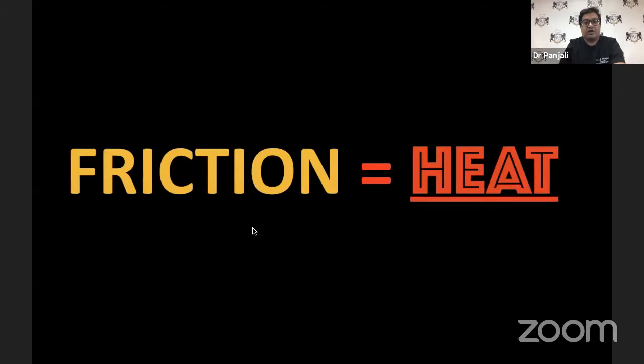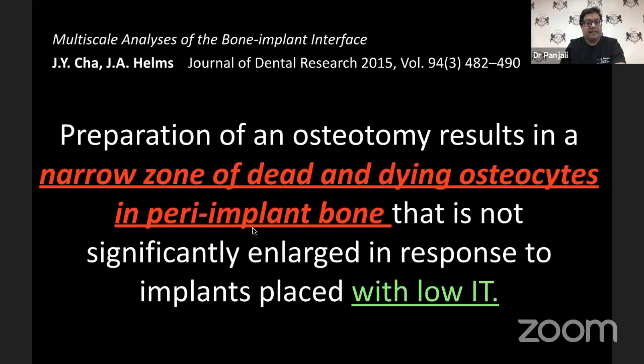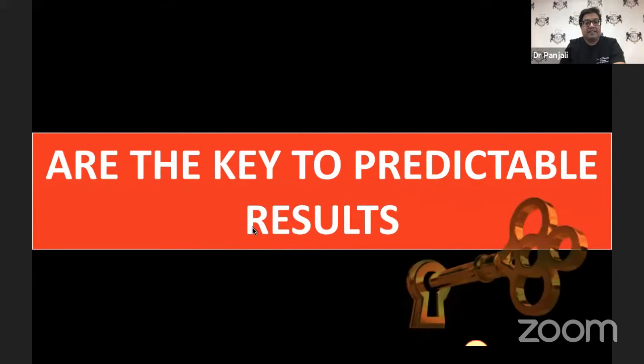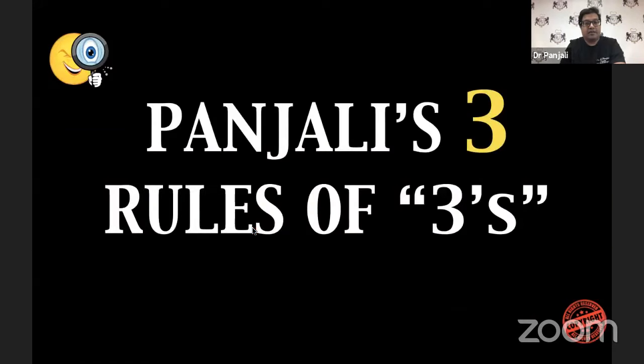Remember that friction causes heat, so keep your revolutions under 800 RPM with copious amounts of saline, all right? And again, remember this article, that narrow zone of dead and dying osteocytes in the peri-implant bone will remain there. So these are some of the key factors that will help us achieve predictable results.